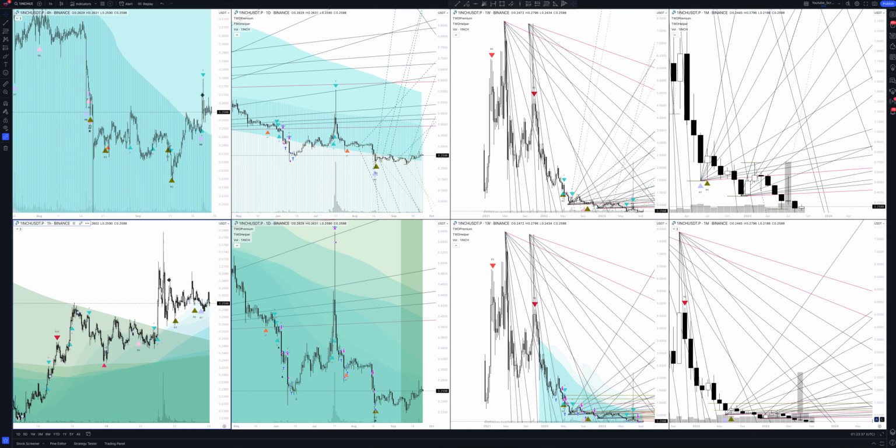Today we will take a look at 1-inch network cryptocurrency. Let's analyze the market situation and find out how you can make money on it. Let's start.